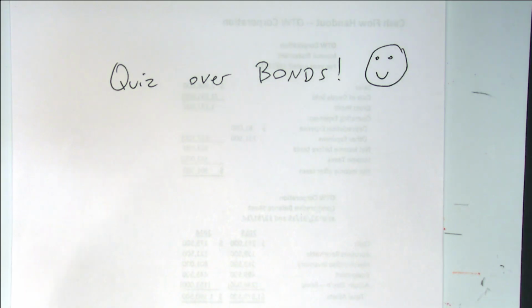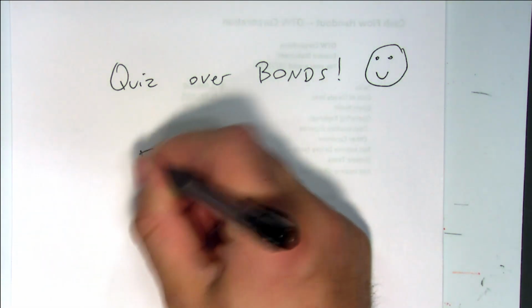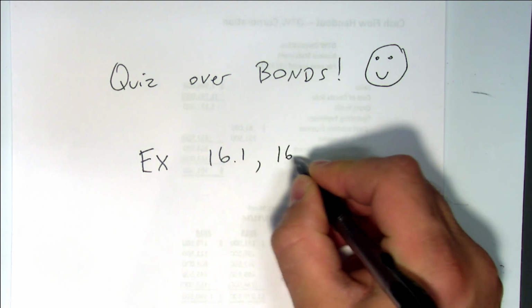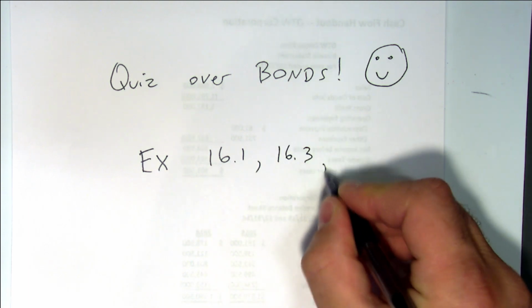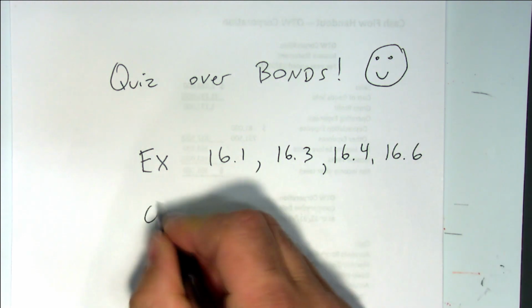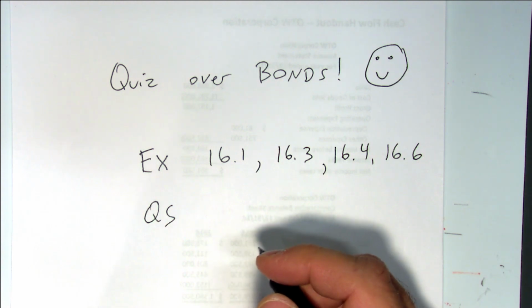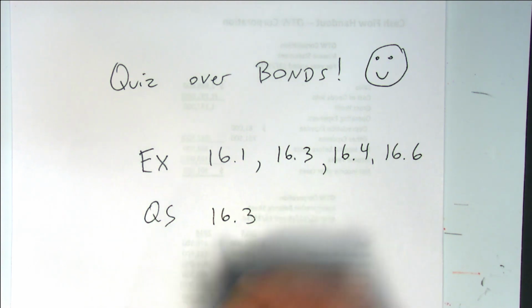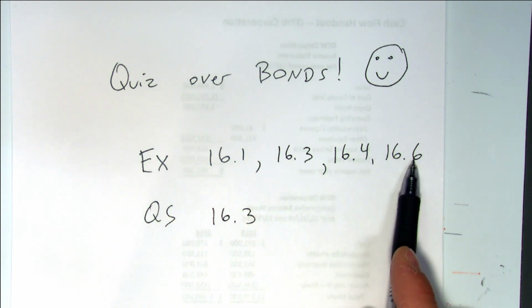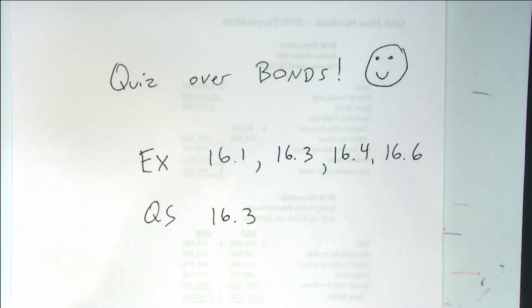So, and then here's the homework I want you to do. And I would do them in this order. Do exercise 16.1 and then 16.3, 16.4 and 16.6, and then do quick study 16.3. And then start studying for the test. We have one more lecture and then there's the test.